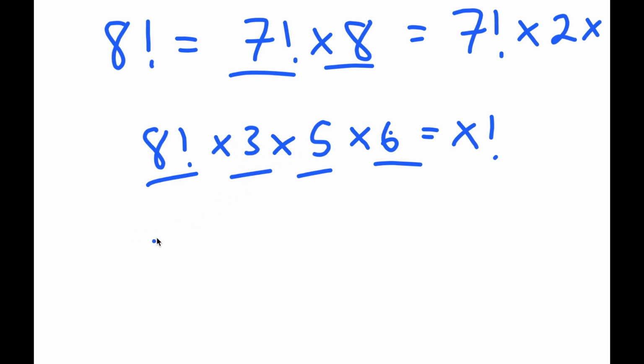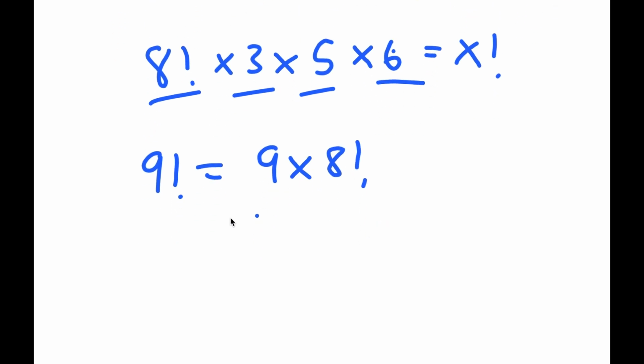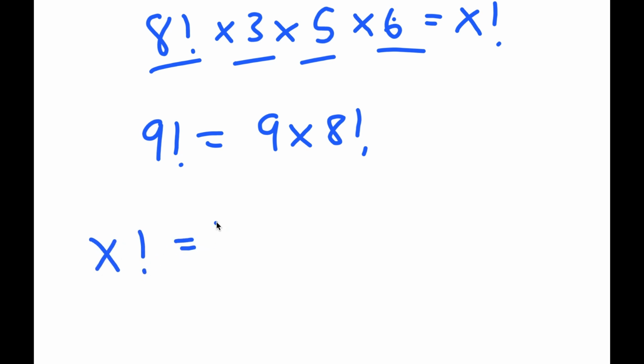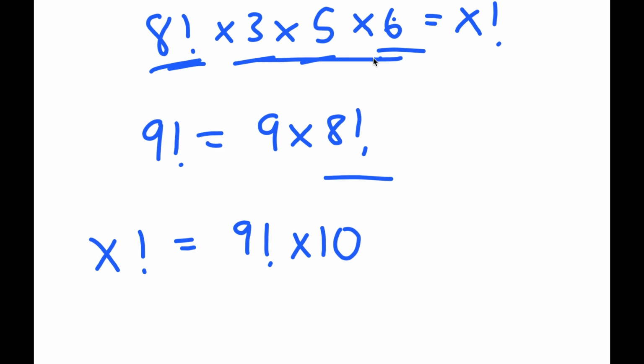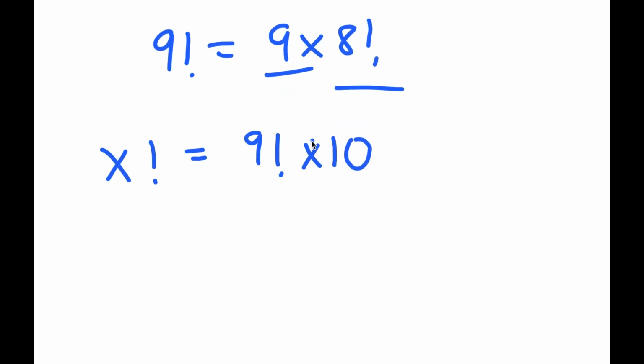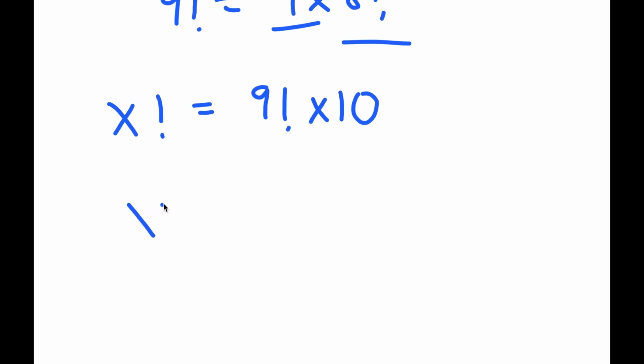Well, before I actually do anything, 9 factorial is 9 times 8 factorial, meaning x factorial is equal to 9 factorial times 10, because we have 90 here. 3 times 5 times 6 is 90. 90 divided by 9 is 10. And this is the same thing as 9 factorial times 5 times 2.